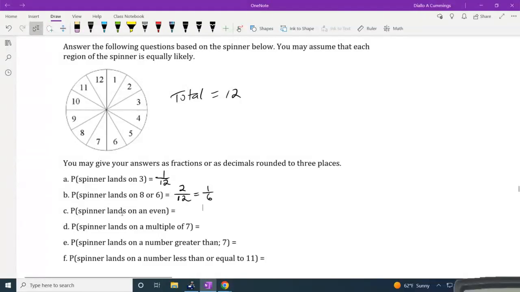C says the spinner lands on an even number. All right, well, here again, there are 12 places on the spinner. How many of those numbers are even? 6, right? So 6 over 12 gives us a probability of 1/2.